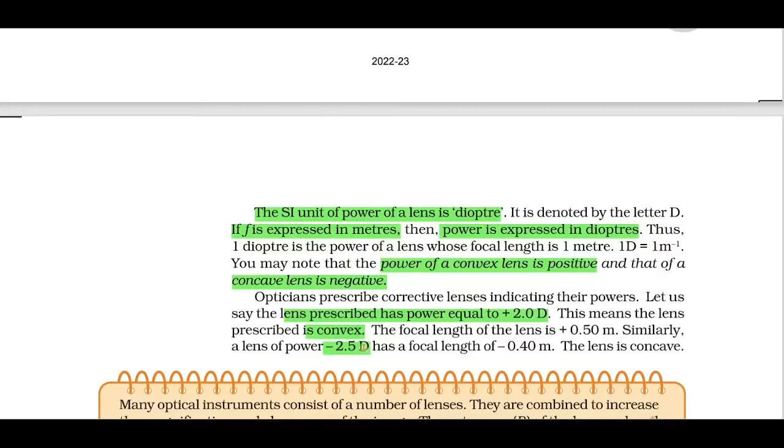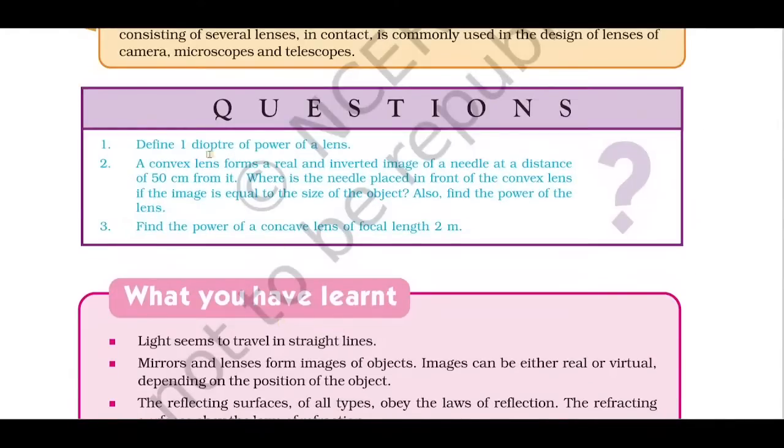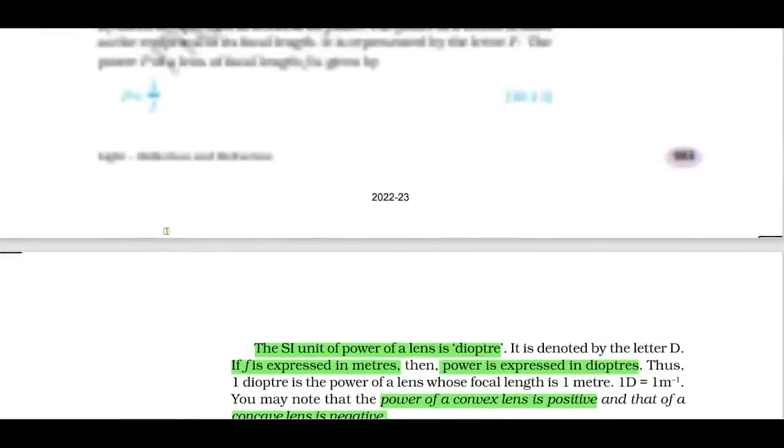A doctor prescribes a lens power of plus 3 diopters. What do you mean by this? This means that the prescribed lens is convex. And find the focal length. P equals 1 by f, so f equals 1 by 3, which is equal to 0.33 meters. Whether the lens is diverging or converging? It is a converging lens because it is a convex lens. These kinds of questions are very important for examination. So dear students, try to revise all these concepts, read the textbook, and try to score good marks from this.